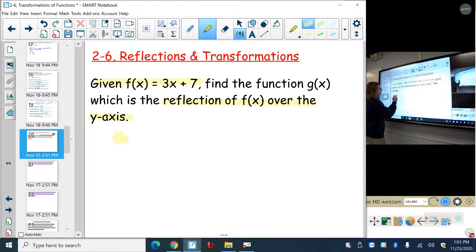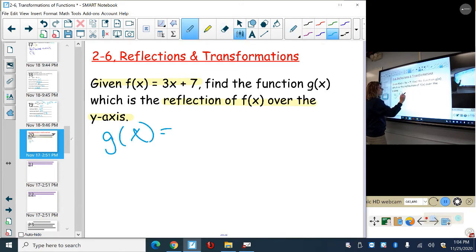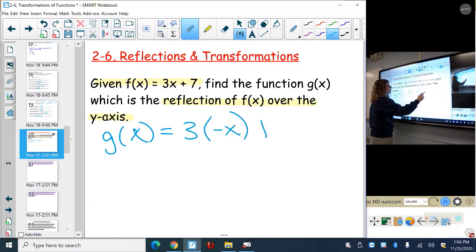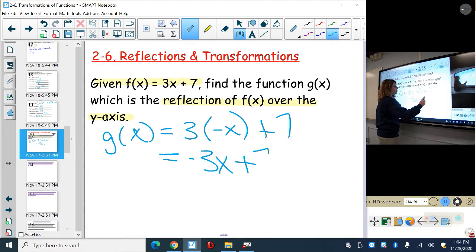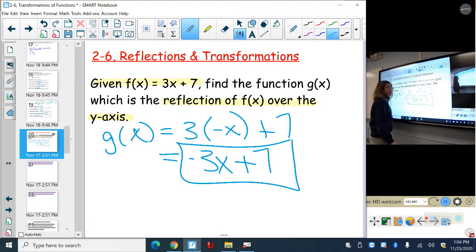So g of x is equal to 3 times negative x plus 7. I replace x with negative x because that's what it means to be reflected over the y-axis. So negative 3x plus 7 is going to be my function that I am looking for. Okay?